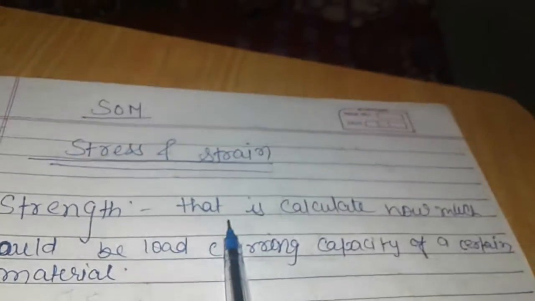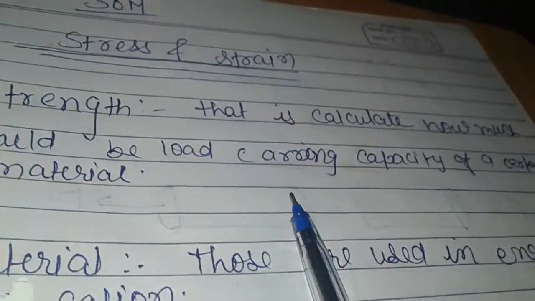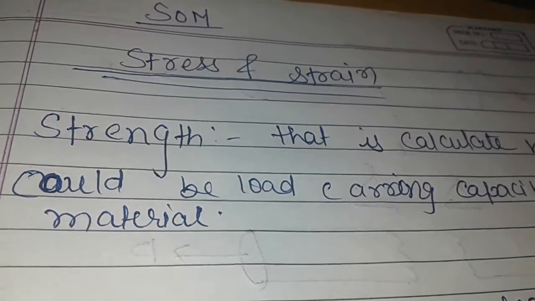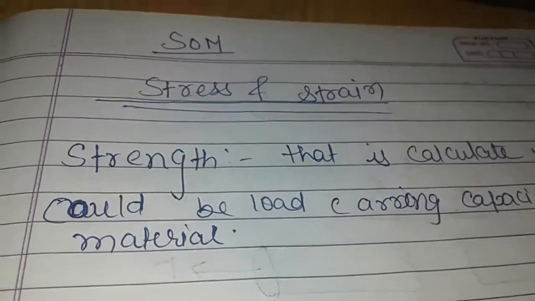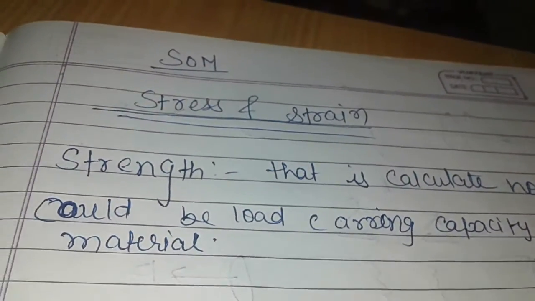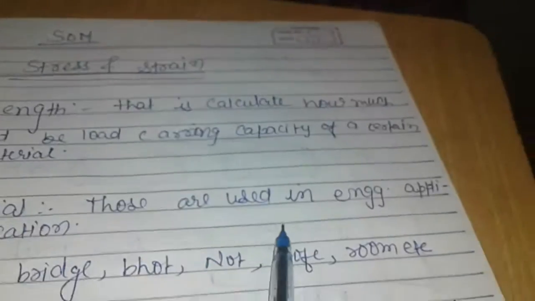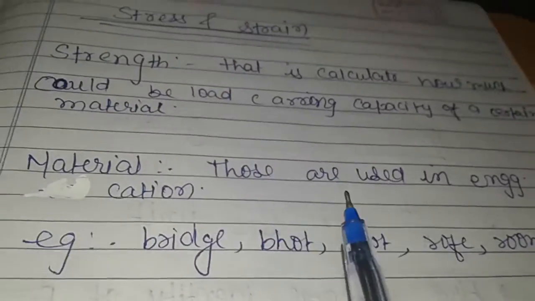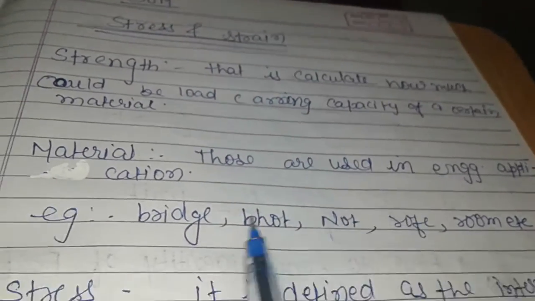Firstly, strength. What do you mean by strength? It is how much load carrying capacity a certain material has. For any rod, we check its capability to carry a load. Such materials are used in engineering applications, such as bridges, boats, and roofs.